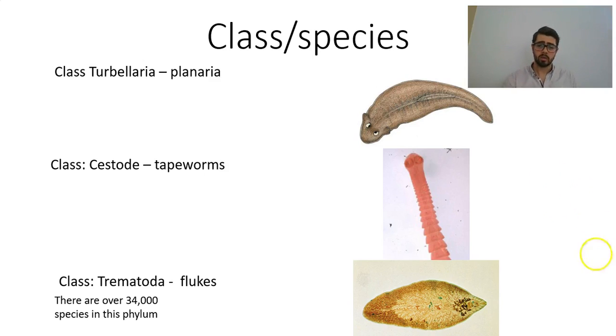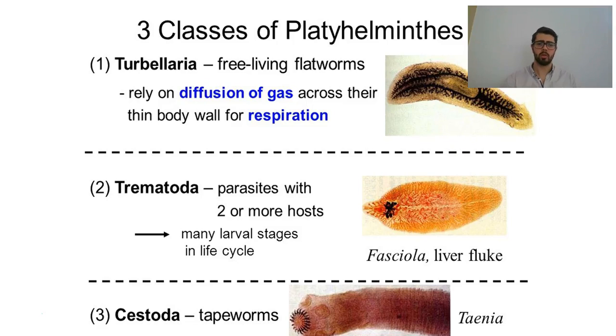Whenever we look at the specific classes of Platyhelminthes, we see that there are three different types, which starts with Turbellaria. These are free-living flatworms, and they rely on the diffusion of gas across the thin body wall for respiration. We'll then look at their free movement and why this is so important for them. We also have the two parasitic classes, which are Trematoda and Cestoda.